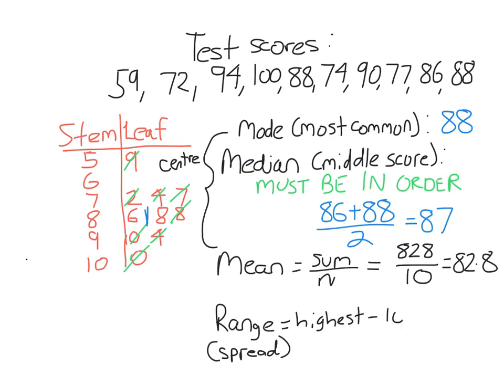Now, people, when they're asked for the range, they often write things like 59 to 100. No, when you're asked for the range, your answer needs to be one number. So it will be the highest score minus the lowest score, which is equal to 41. The range is 41. So again, range is just one number. All right, that's all for statistics. Let's now move on to probability.